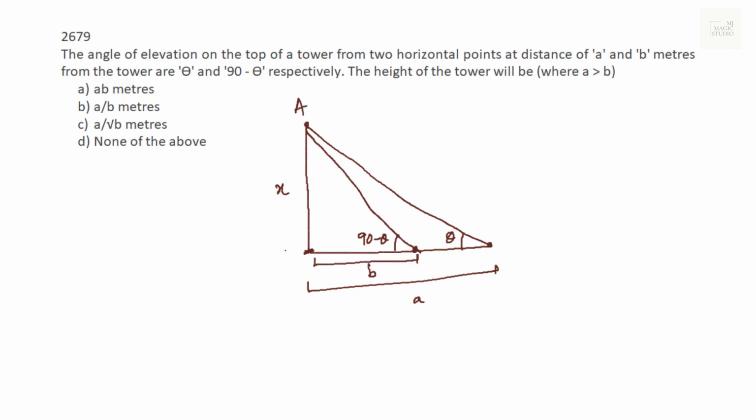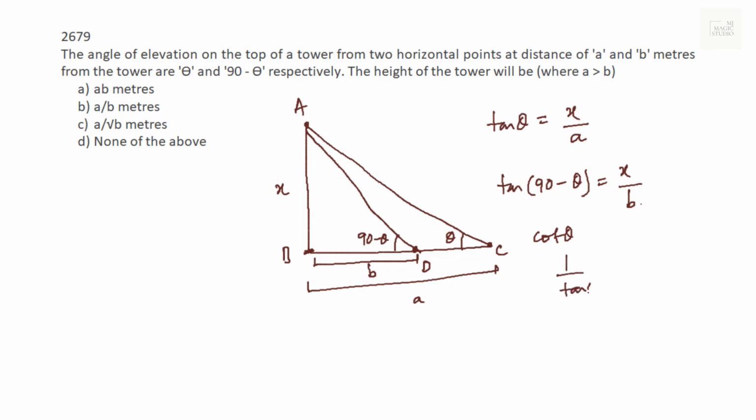If I look at triangle ABC, tan theta is perpendicular by base, that is x by A. And if I look at triangle ABD, here tan 90 minus theta is x by b. Now tan 90 minus theta means cot theta. Cot theta means 1 by tan theta. That means 1 by tan theta is x by b, or tan theta is b by x.